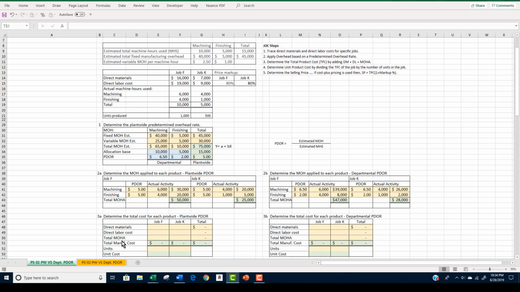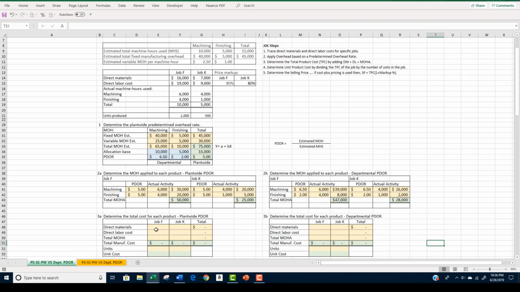The term applied refers to the fact that for each job or product produced, we are applying a portion of our total company manufacturing overhead using a predetermined overhead rate in order to arrive at a total cost. This approach is referred to as normal costing. Let's determine total manufacturing and unit cost using the plant-wide PDOR approach first.